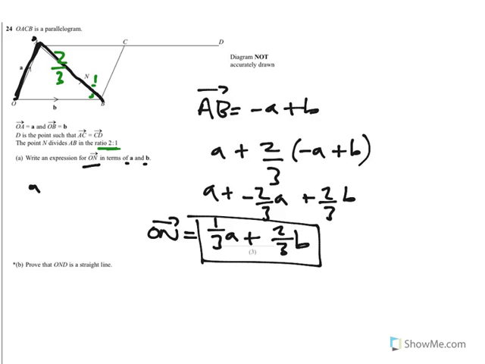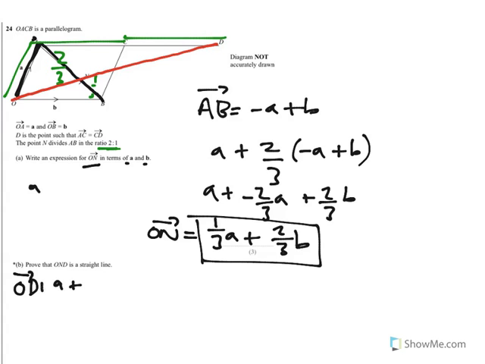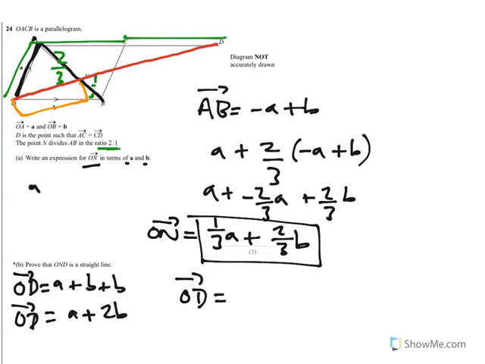Part b asks us to prove that OND is a straight line, so from O through N up to D is a straight line. Well, to get from O to D, we need to go a, and then that's b, and that's b. So O to D is a plus b plus b. So O to D equals a plus 2b. Now if we look at our previous answer, that O to N was 1/3 a and 2/3 b, O to D is 3 times O to N. If we multiply 1/3 a, we'd get a, and if we multiply 2/3 b, we'd get 2b.